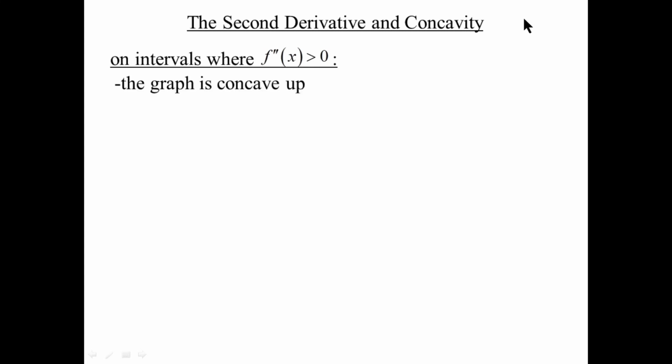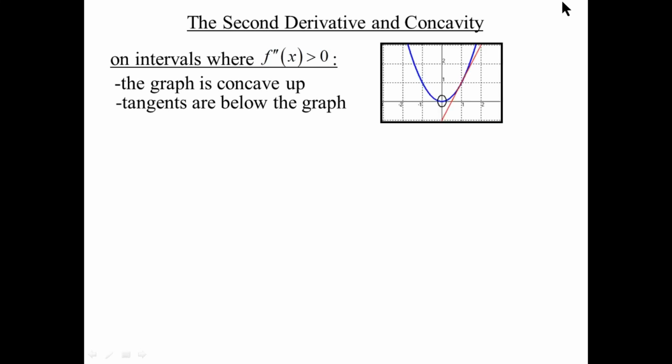Next, the second derivative and concavity. On intervals where the second derivative is greater than 0, we can conclude the graph is concave up. In other words, it's shaped like a right side up soup bowl. And a point of interest is tangents happen to be below the graph.